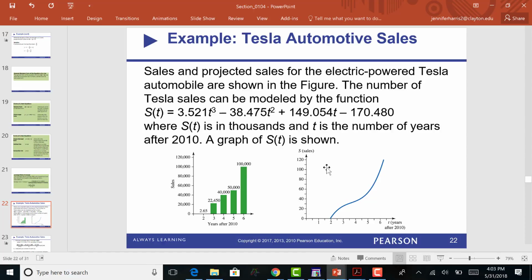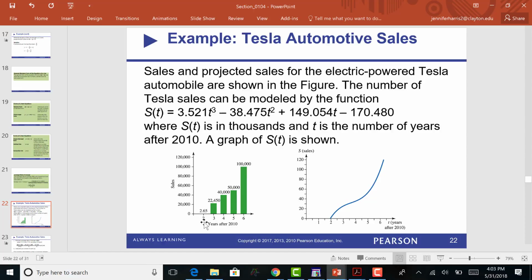All righty, the sales and projected sales of the electric-powered Tesla, which is my favorite dream car of all cars. Okay, and the number of Tesla sales can be modeled by the function you see. Why did they choose the letter variable S? Sales, okay. And T is referencing time. So you have a function where S of T is in thousands and T is the number of years after 2010. We got it?